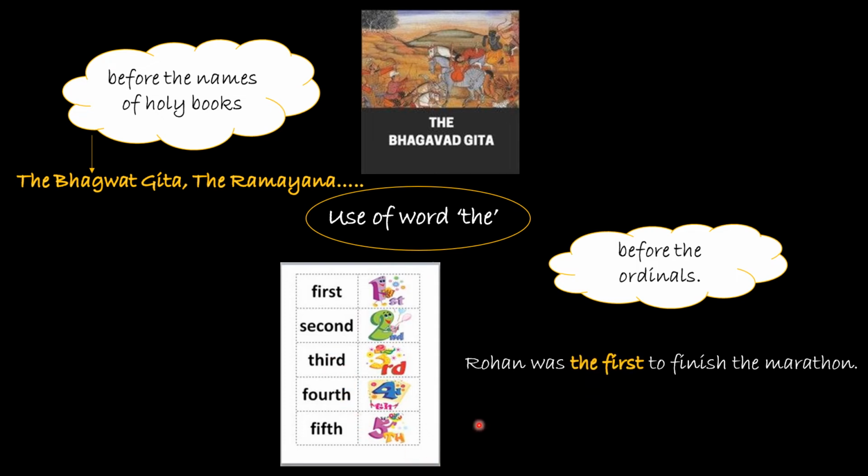Now here, the sentence is Rohan was the first to finish the marathon. Now why have we used the here before first? Because first is an ordinal and it is telling us about the position of Rohan at which he finished the marathon.